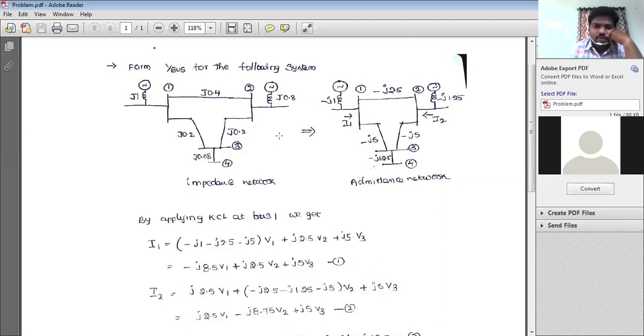Now this is the given problem. For this problem, you are asked to form the Y bus. I have simply replaced all the impedances with the admittances. Now observe the difference here. 1 by j1 gives you minus j1, 1 by j0.4 gives you minus j2.5, minus j1.25, minus j5, minus j5, minus j12.5. So here you will have a total of 4 buses.